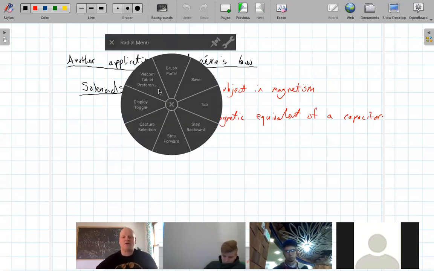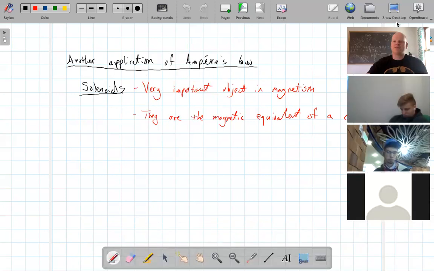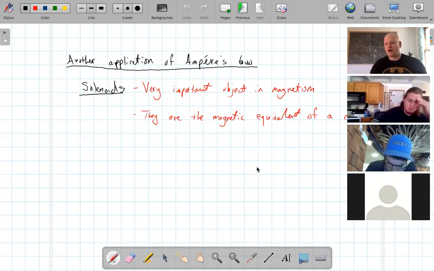This application is what's known as a solenoid. Solenoids in magnetism are very important, and they're going to start showing up in circuits. We're going to put these in circuits, and as it turns out, they're the magnetic equivalent of a capacitor. If you remember what a capacitor was used for, anybody remember? Charge. Good. To build up charge to store energy for later use. Exactly.